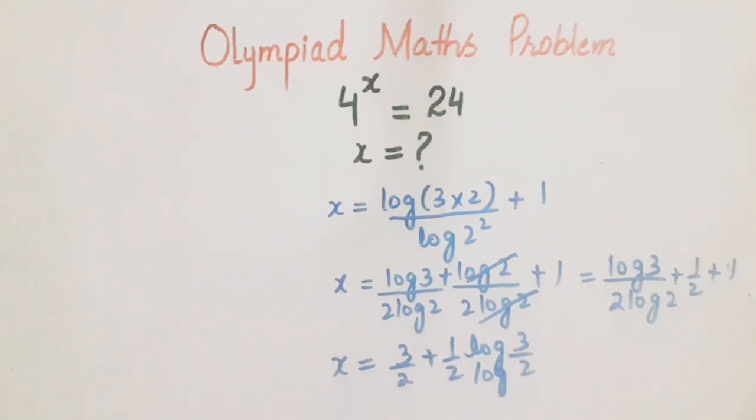Now we will apply the change of base. According to that we have 3 by 2 plus 1 by 2 log, base will be 2 and 3. This will be the answer.